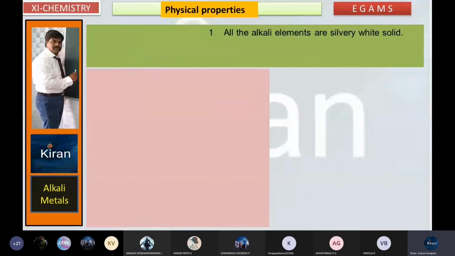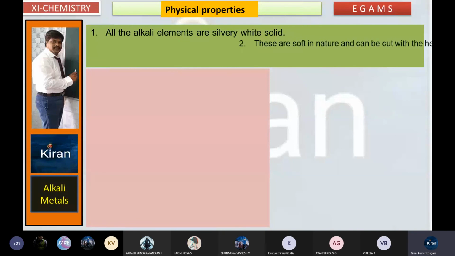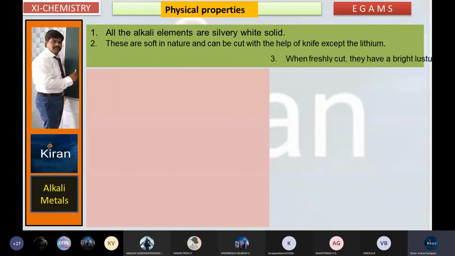All the alkali metals are silvery white solids. These are soft in nature and can be cut with the help of a knife, except lithium. All are soft metals. We can cut them with a knife like a cake. When freshly cut, they have a bright luster which quickly fades due to surface oxidation. When you cut the element, the surface where you cut becomes silvery white. But on exposure to atmospheric air, the color quickly changes. That is called oxidation.